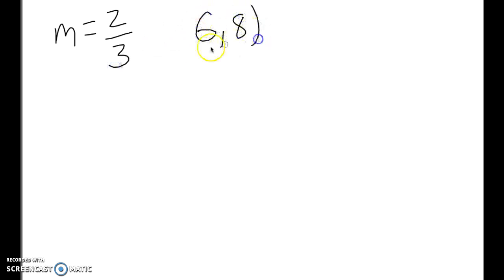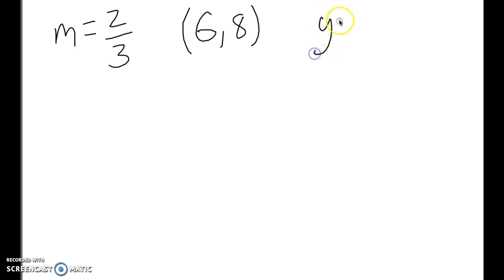So if we're in a situation where we're given the slope of a line and we're given a point, we have enough information to find the equation of the line. So if we take our slope to be, let's make one up, 2/3, and a point on that line, could be any point, 6 comma 8, then we could find the equation of the line that goes through this point and has a slope of 2/3.